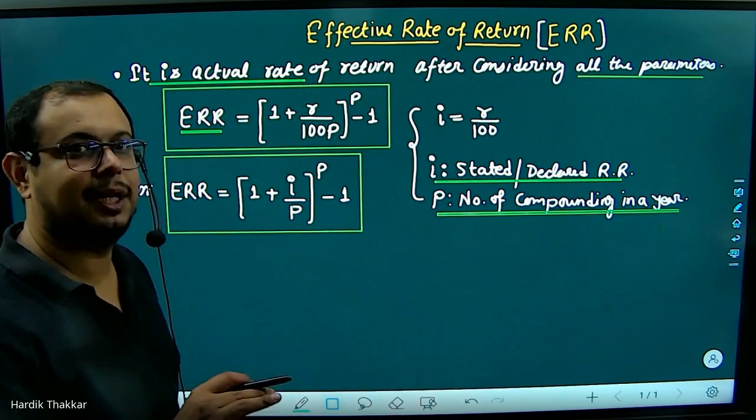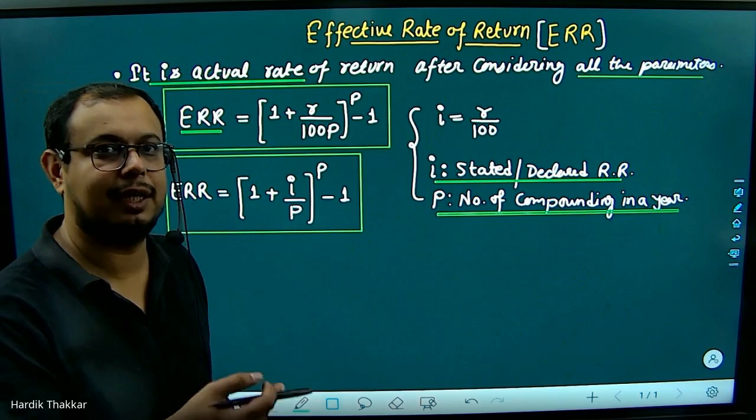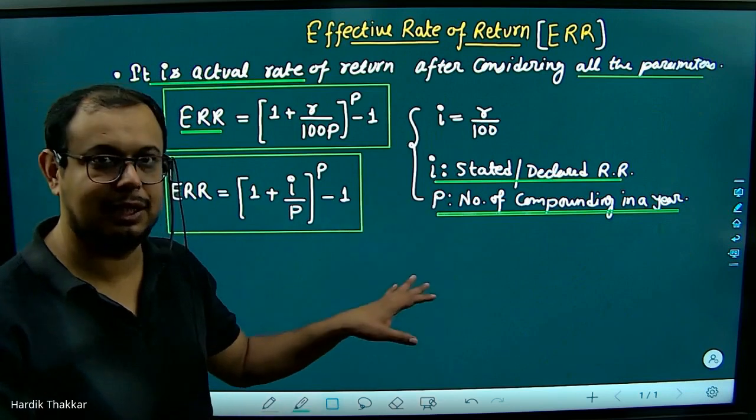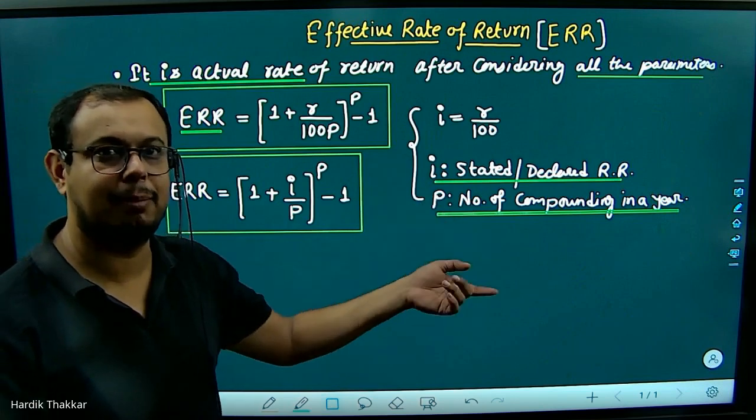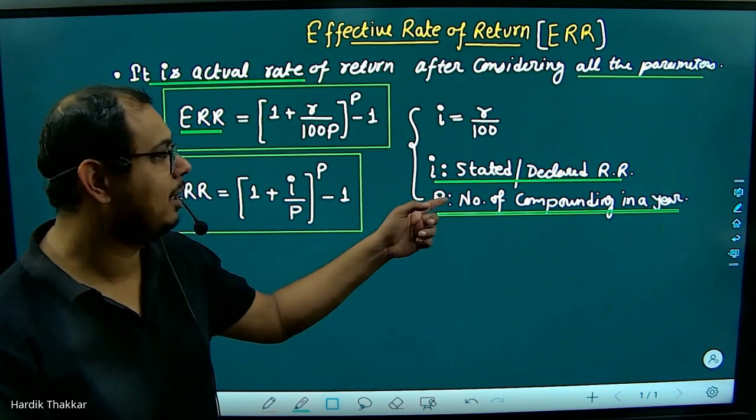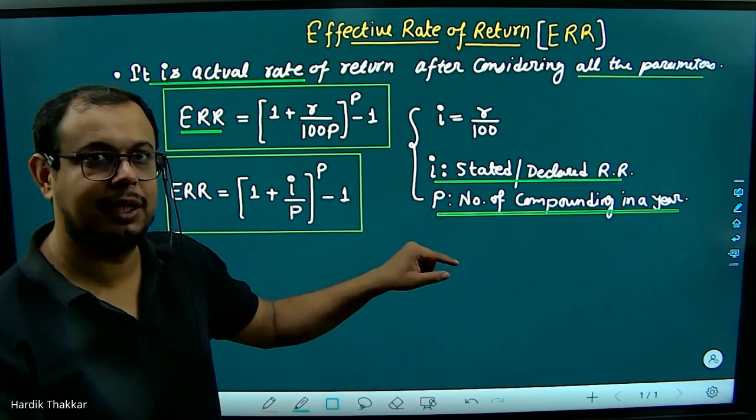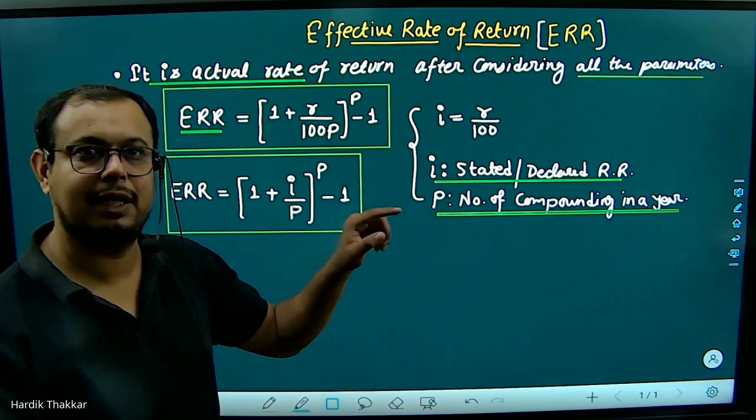What is P? P is number of compounding in a year. It will be given in the question whether the compounding is quarterly, half yearly, yearly, or monthly. If the compounding is monthly, then the value of P will be 12, because there will be 12 compounding in a year. If the compounding is quarterly, then the value of P will be 4. If it is half yearly, then it will be 2. And in case of yearly, P will be 1.